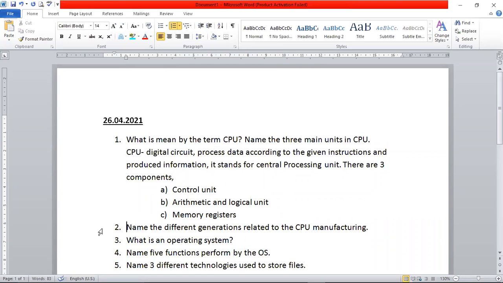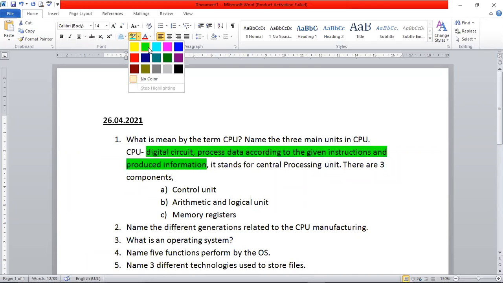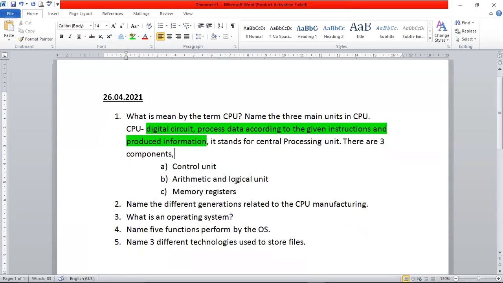So the second one. Sir, excuse me, sir. The first question, can we write central processing unit is a digital circuit that processes data according to the given instructions? Yeah, correct. If you have this part, then we can give the marks. Sir, can we write CPU can be identified as a digital circuit that processes data according to the given instructions? Yeah, correct. The same meaning, no? If this meaning is there, yes, I can give the marks. No need to write the same thing. You can write in different points. Right, good.